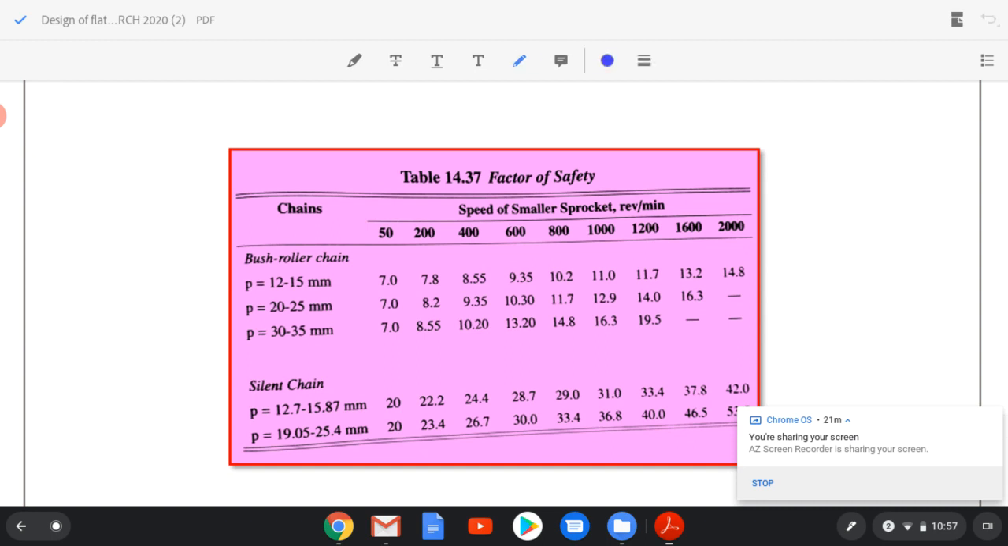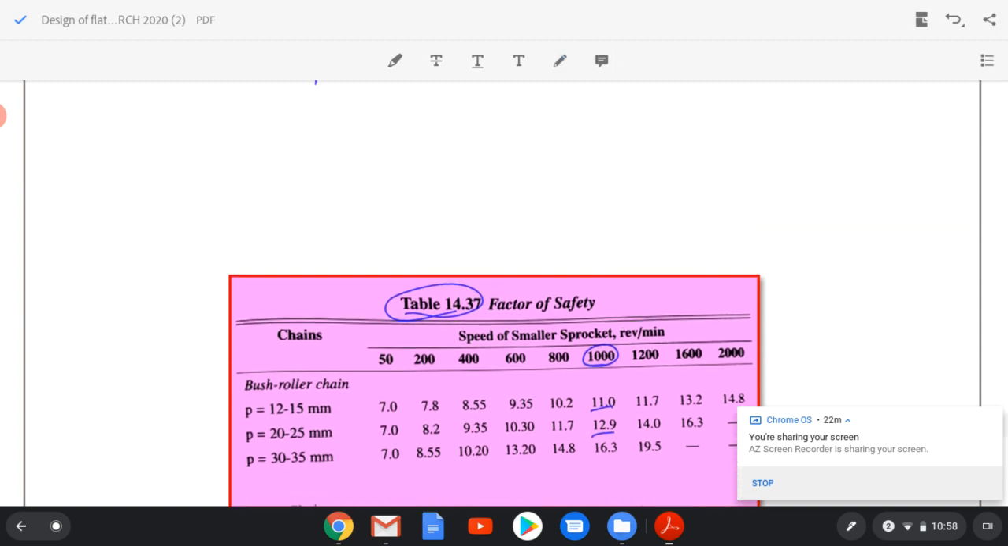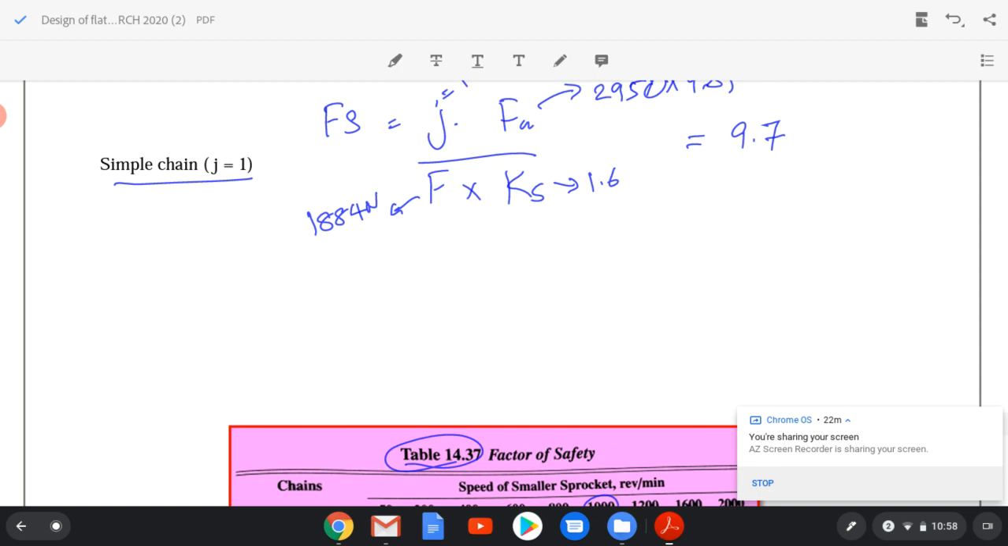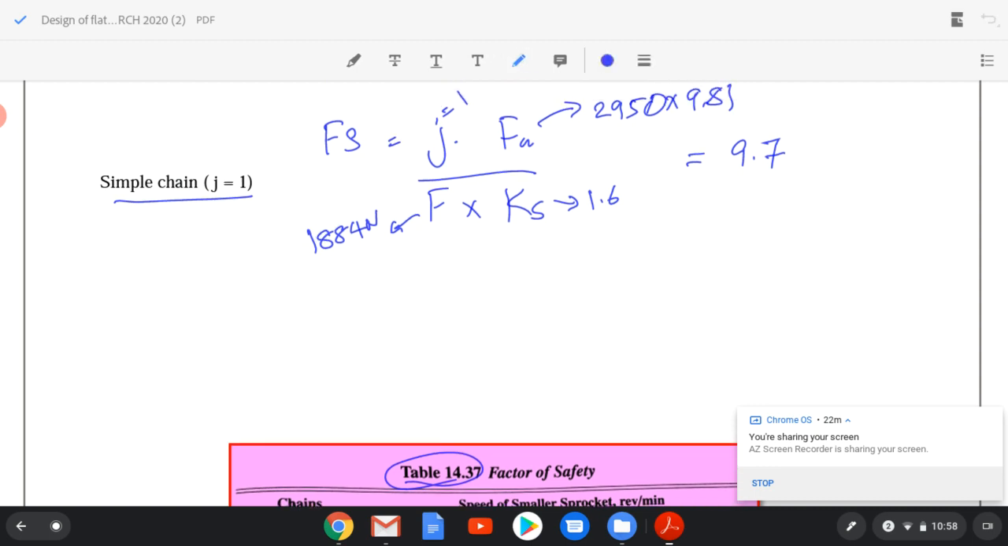From table 14.37, for 1000 RPM of the smaller sprocket, my minimum value should be, for 12 to 15 it is 11, 20 to 25 it is 12.9. My value as of now is 9.7. It is less than the required value 11 and 12.9. So I can write it is less than 12.9, so it is unsafe. So I cannot use a single chain for this application.